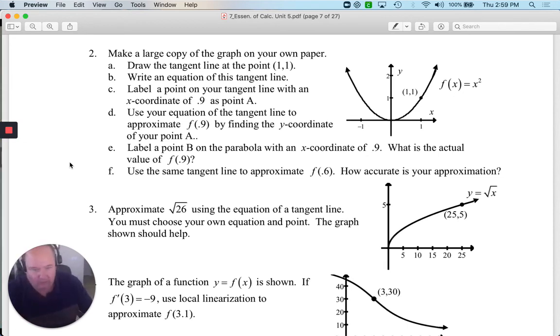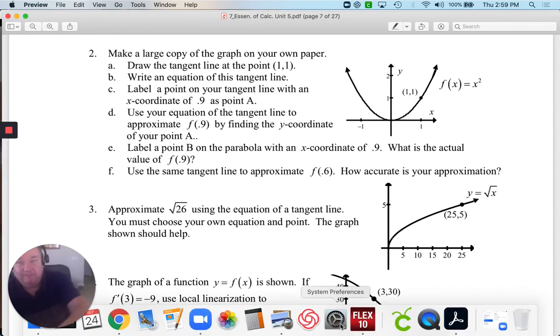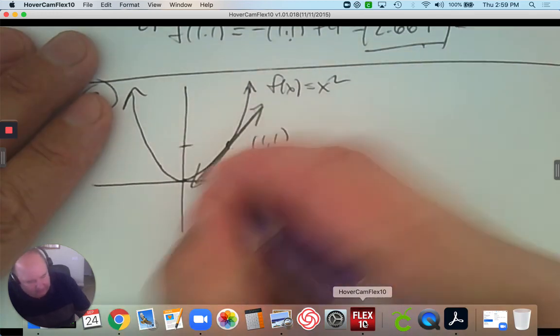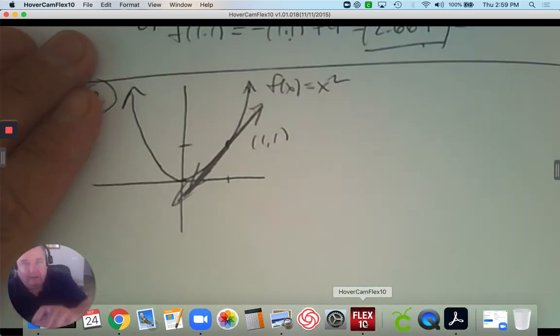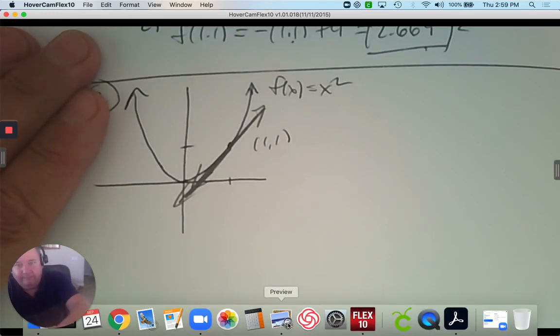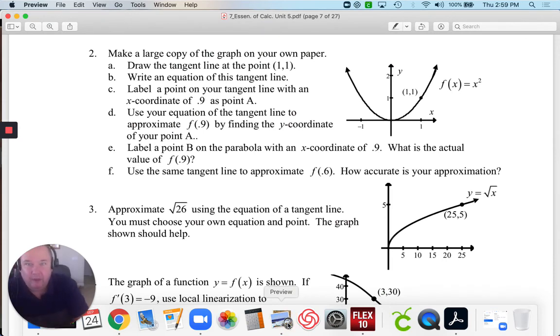Maybe I'll change colors just for fun. That's a pencil. I'll do a pencil. So this is what I have so far. So I drew that graph. Here's my tangent line. And then it says write an equation of that tangent line.